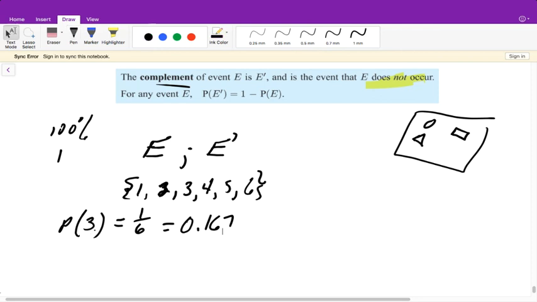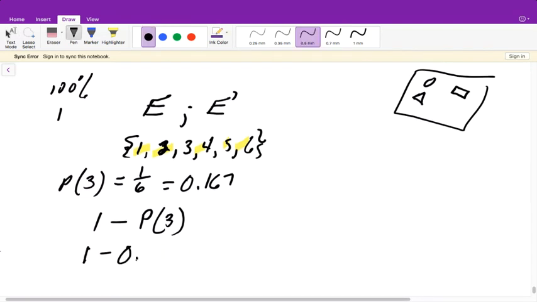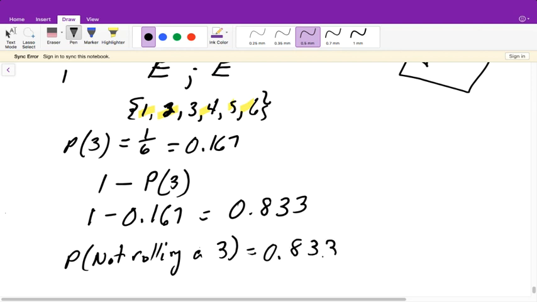So it's going to be 0.167. And if we want to find the probability of not rolling a 3, rather than going through and counting 1, 2, 3, 4, 5, we can simply do 1 minus the probability of 3 happening, which we know is 0.167. So 1 minus 0.167 gives us 0.833. So that tells us the likelihood of not rolling a 3. So the probability of not rolling a 3 is equal to 0.833. And that is our complement. The complement tells us the likelihood of the event not taking place. All right, that is it for this video.